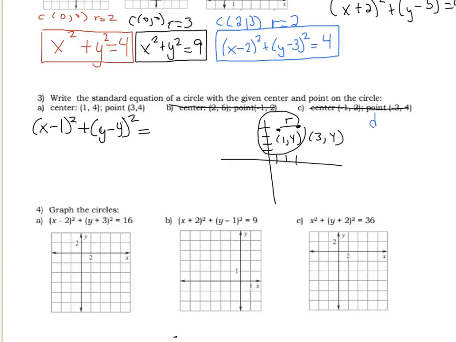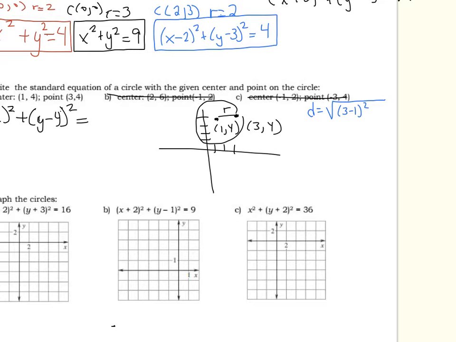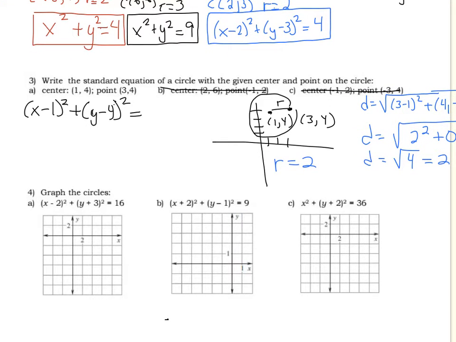So if I use the distance formula, it says subtract the x's, so I'll go 3 minus 1 squared. And then I'll go 4 minus 4, which turns out to be 0, that's nice, squared. So that's going to be the square root of 2 squared plus 0. So that's the square root of 4, that's just 2. So our radius is 2. So in our equation over here, now that we know what the radius is, we just simply take 2 times 2, which is 4. And there's our circle equation.